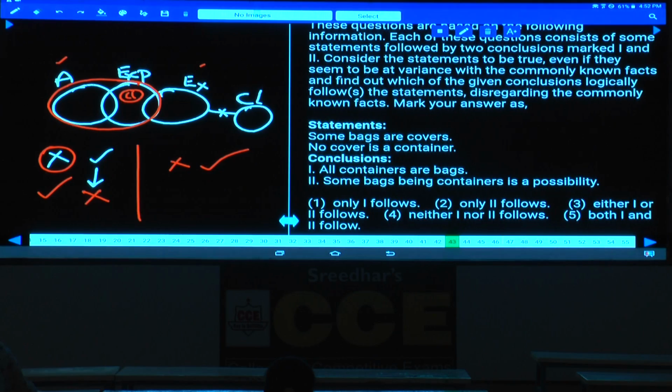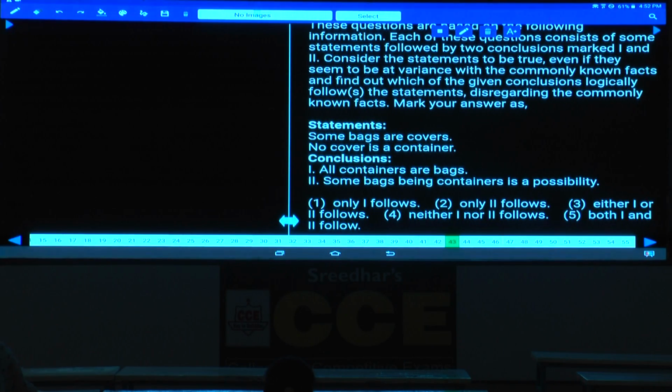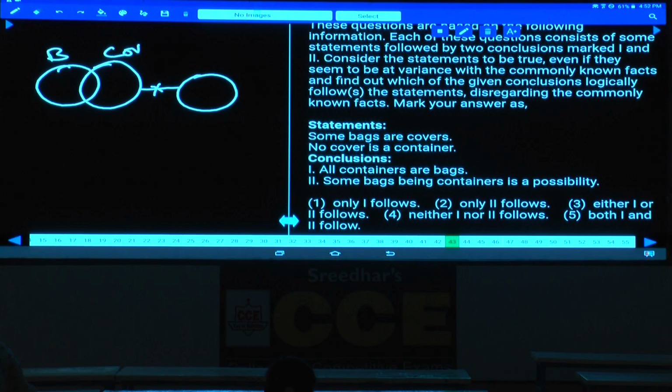Then question number 43. Now tell me what about this 43? Some bags are covers. Some of the bags are covers can be written like this. These are bags and these are covers. Some bags are covers. No cover is a container. Some bags are covers and no cover is a container.